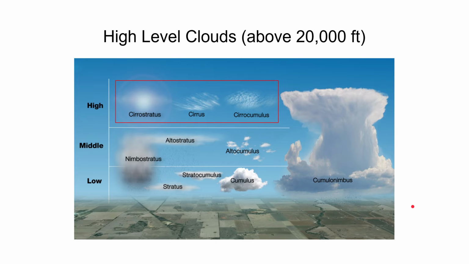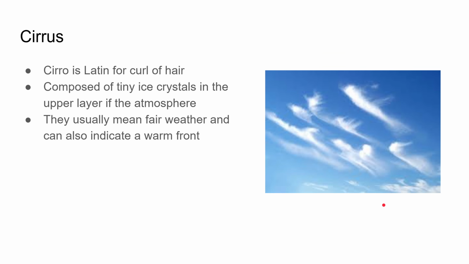Okay. High level clouds. These clouds are above 20,000 feet. Okay, and these clouds are the cirrostratus, cirrus, and cirrocumulus. Okay. Cirro is Latin for curl of hair, which these kind of look like, little curls. You can kind of see it.